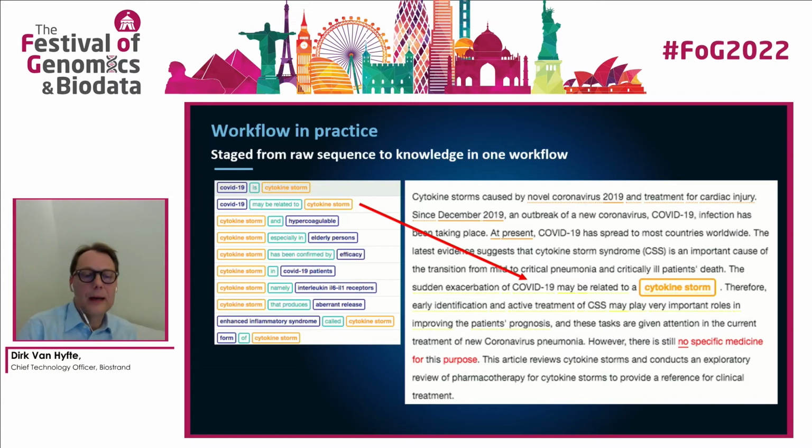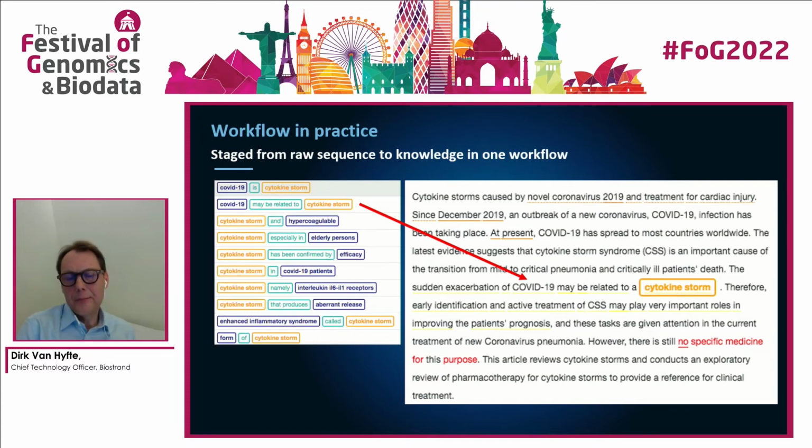And then further, I was also interested to see, okay, COVID-19, that's the second concept relation concept pattern, may be related to cytokine storm. And so from this concept relation concept pattern, you go immediately to the exact sentences where this pattern is mentioned, as you can see with the red arrow pointing to that sentence. But then if you look a little bit more into detail at that specific sentence, you see also the yellow markup of COVID-19 may be related to cytokine storm.